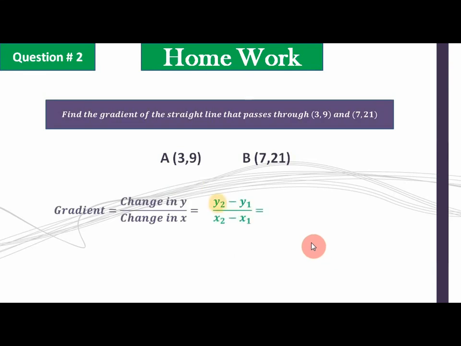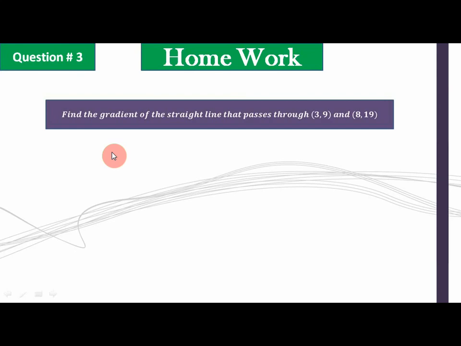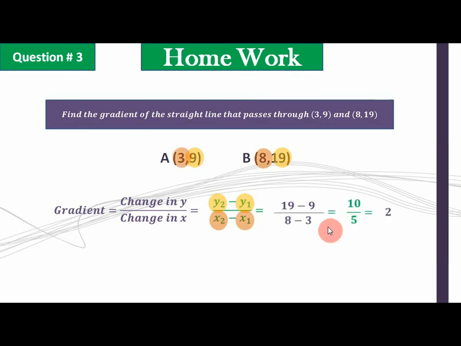Now question number 2 is the same, the given points are 3 and 9. I am just solving this by putting the values in the formula, y2 minus y1 over x2 minus x1, which is 21 and 9 and 7 and 3. So you got the answer, which is 3. Now you have to solve this for the equation of the line. Next, question number 3, the points are 3 and 9 and 8 and 19. By putting these values in the formula, y2 minus y1 over x2 minus x1, 19 minus 9 over 8 minus 3. We got 10 over 5, which is 2.